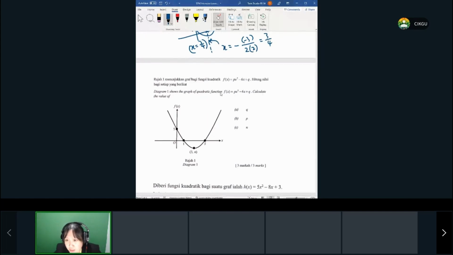This diagram shows a quadratic. Obviously, this is a quadratic function. This is the graph. So, guys, don't panic when you see f(x). Basically, f(x) just means, okay, you see here, I try to trick you only.